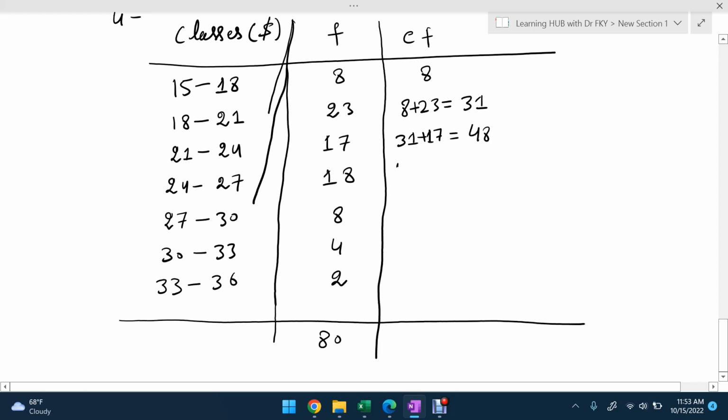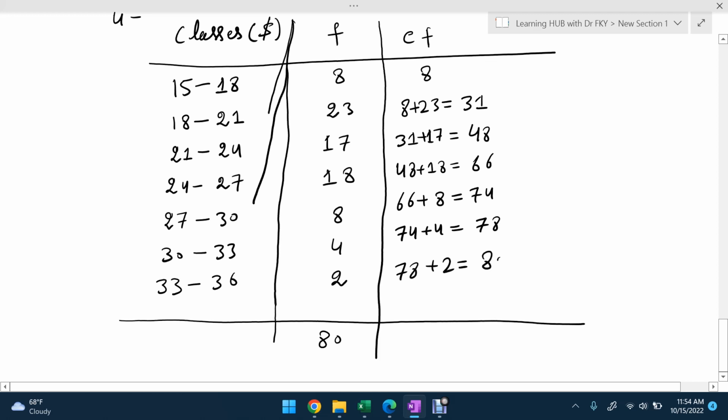For the next class, this should be 48 plus 18, which gives you 66. For the next class, 66 plus 8 is equal to 74. For the next class, 74 plus 4 is equal to 78. And for the next class, 78 plus 2 is equal to 80. This means that up to this value there are 80 values, of course, since the total is 80.